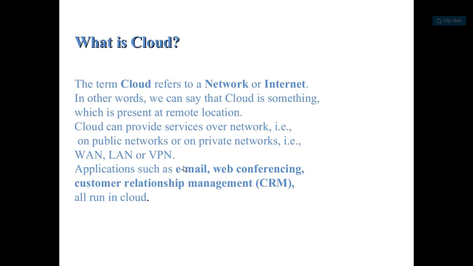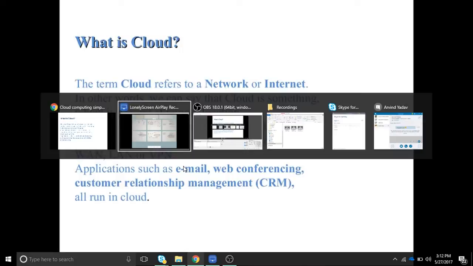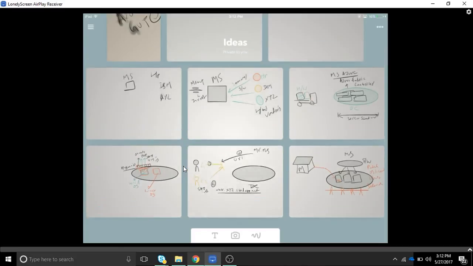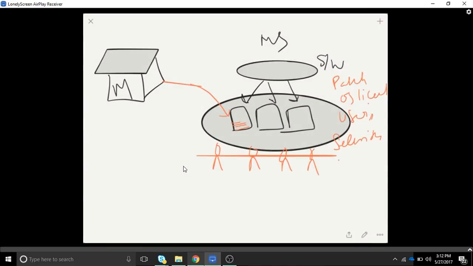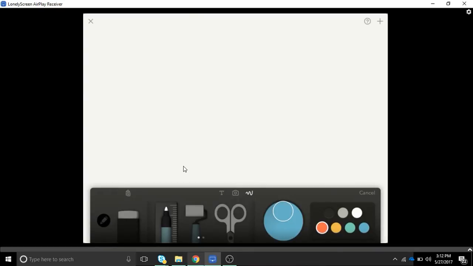So what is cloud? The term cloud refers to the network or internet. In other words, the cloud is something present at a remote location. Cloud can provide services over the network, or WAN, LAN, or VPN. Applications such as email, web conferencing, and CRM solutions are running on the cloud. So you understood what cloud computing is. Let's learn what cloud is.